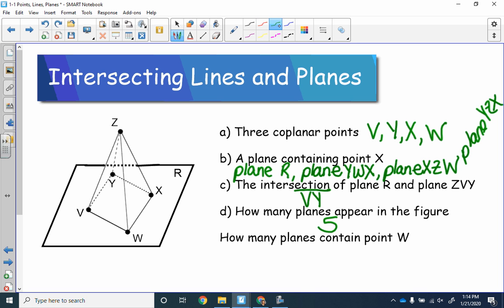How many planes appear to contain point W? So where I look for point W, which is right here, I see that the plane on the bottom is one of them. I also see that this triangle contains point W, as well as this triangle here. So there are 3 planes that contain point W.